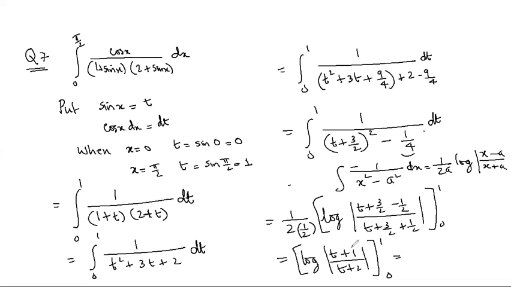When you replace t by the upper limit, log of 2 by 3. Replace t by the lower limit, log of 1 by 2. Final answer is log of 4 by 3. Is it right? 4 by 3 is fine with you? Understood how 4 by 3 has come? 2 by 3 divided by 1 by 2. Is it fine? Yes, sir.